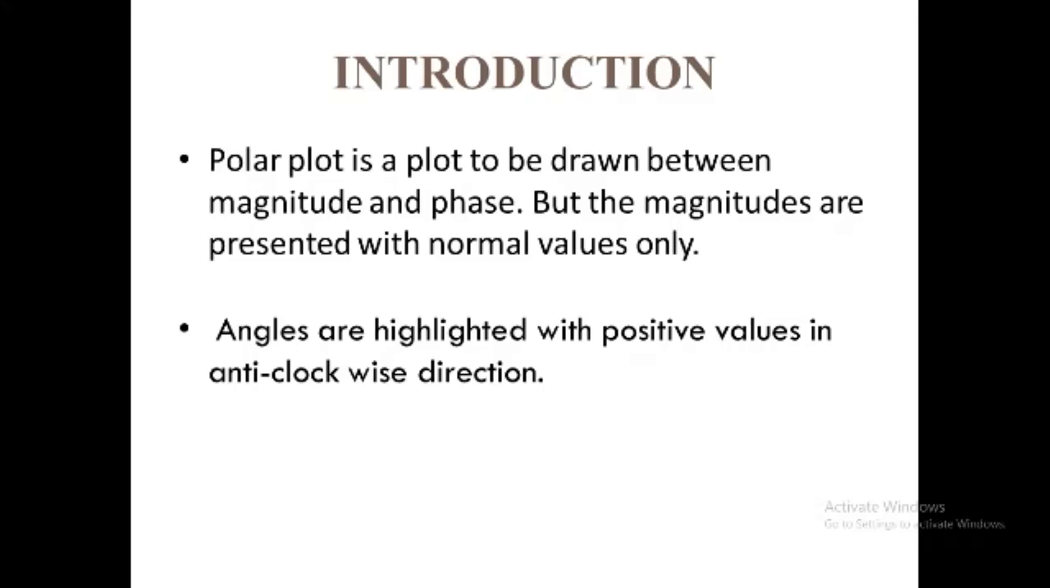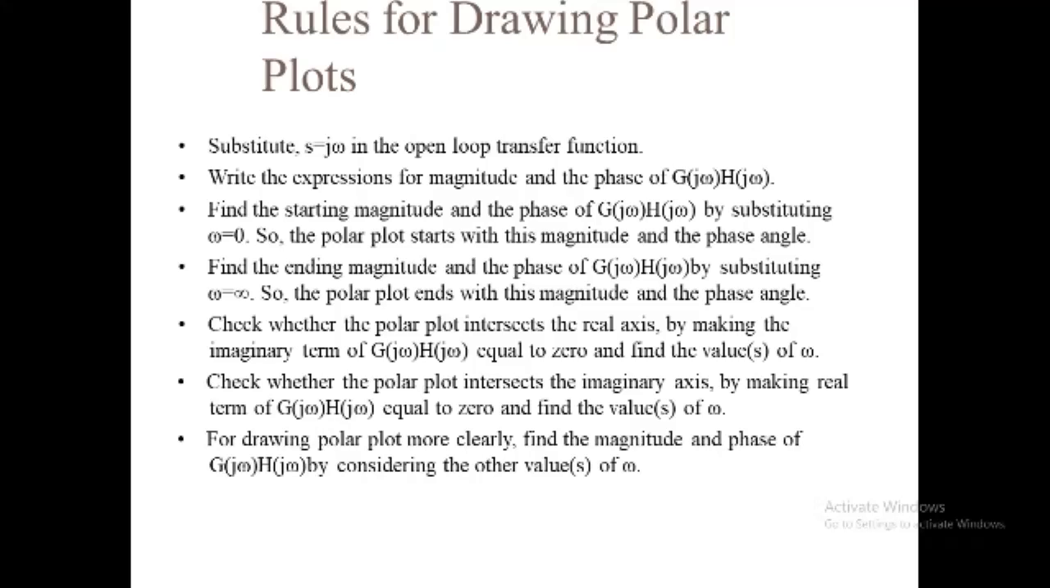This graph sheet includes various concentric circles and radial lines. The concentric circles and the radial lines are considered as the magnitude and phase angle. These angles are marked with positive values in the anti-clockwise direction and with negative values in the clockwise direction. So there are some rules for drawing, or plotting, a particular polar plot. Let us see them one by one.